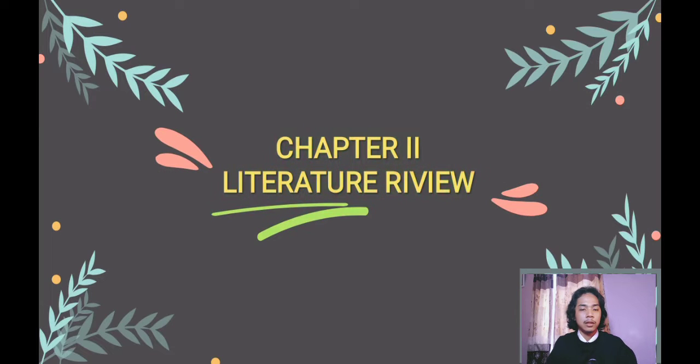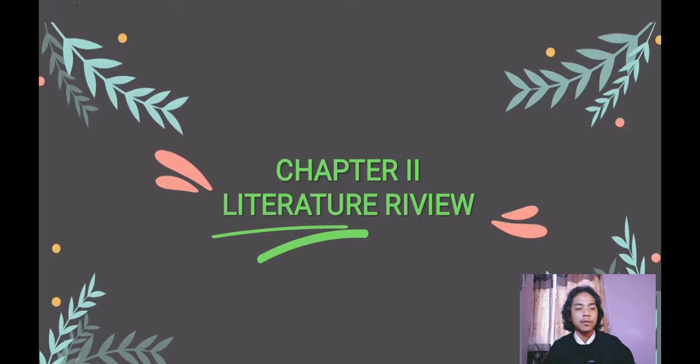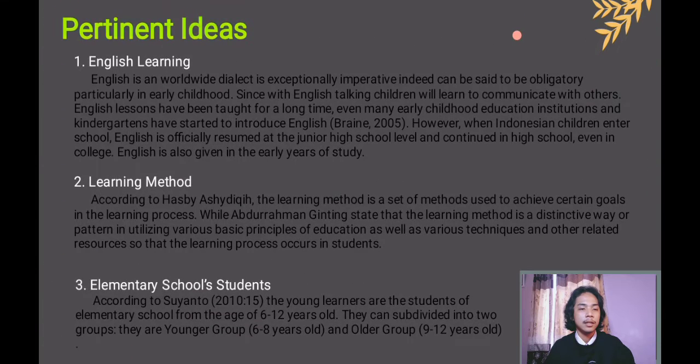Well, next is chapter 2, literature review. The first one is theory and ideas. What we have to know first is English learning. English learning is a worldwide language that is exceptionally informative. Indeed, it can be said to be obligatory, particularly in early childhood.